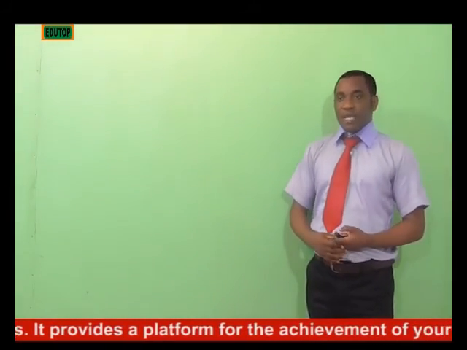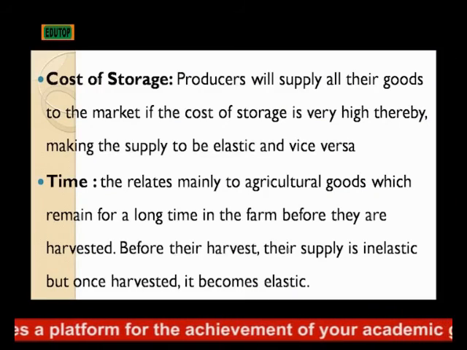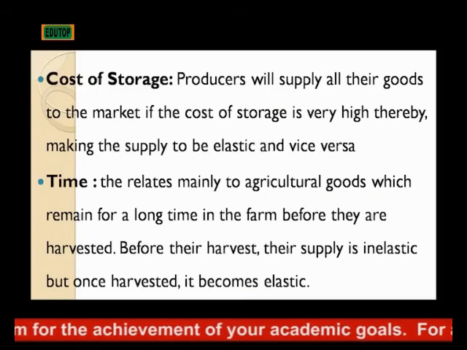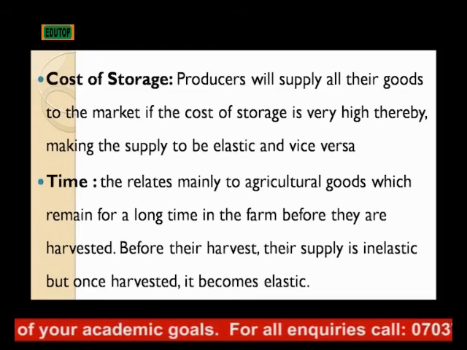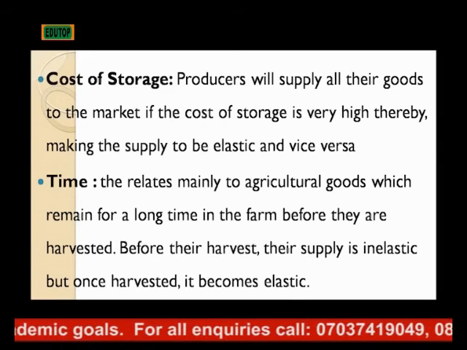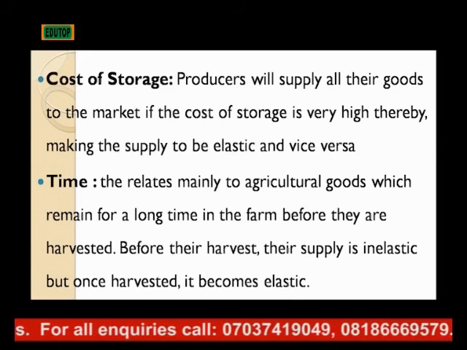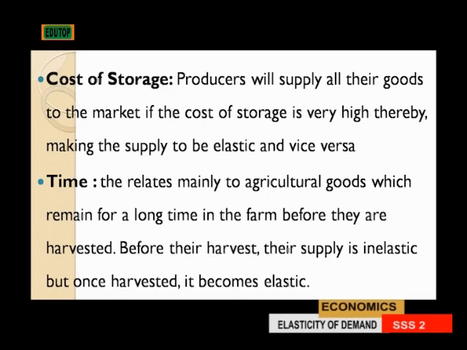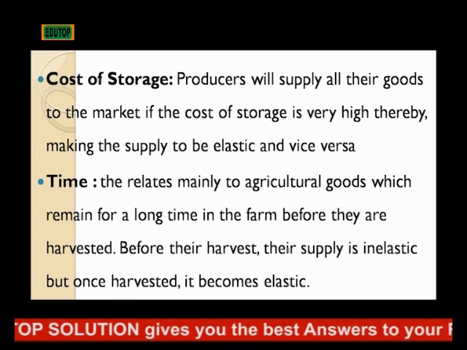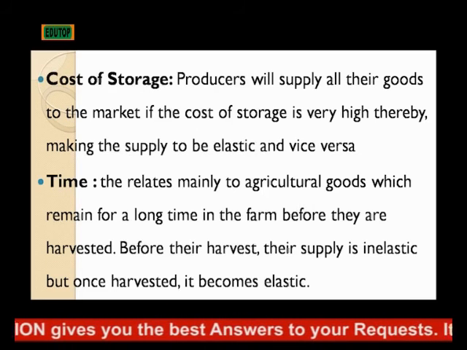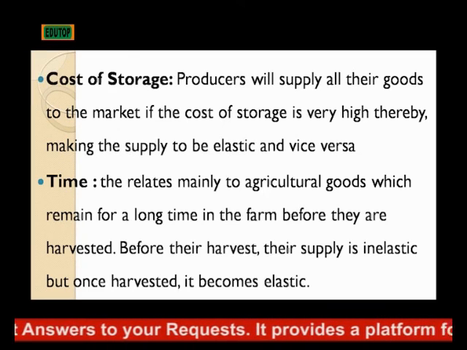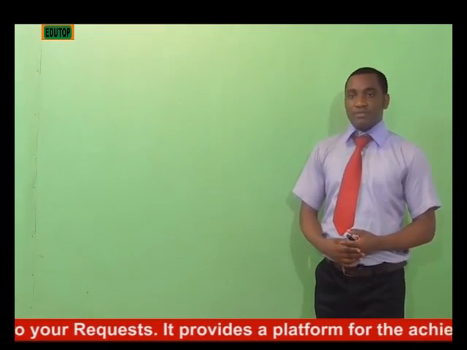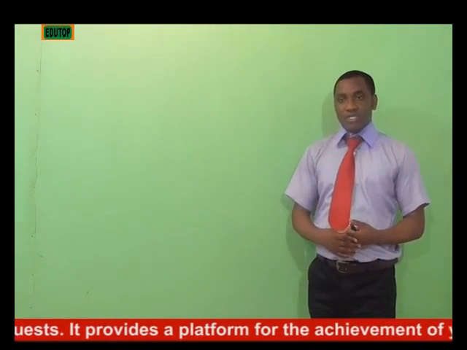Then we have time. Time is another factor, especially for agricultural products. Before the harvest, agricultural products are usually limited in the market, but during the harvest period, they are usually more in the market. So they also respond to the supply. The time also affects the supply of such products in the market, especially when the products are not available. Producers are always conscious of how much of it will be produced because of the time.